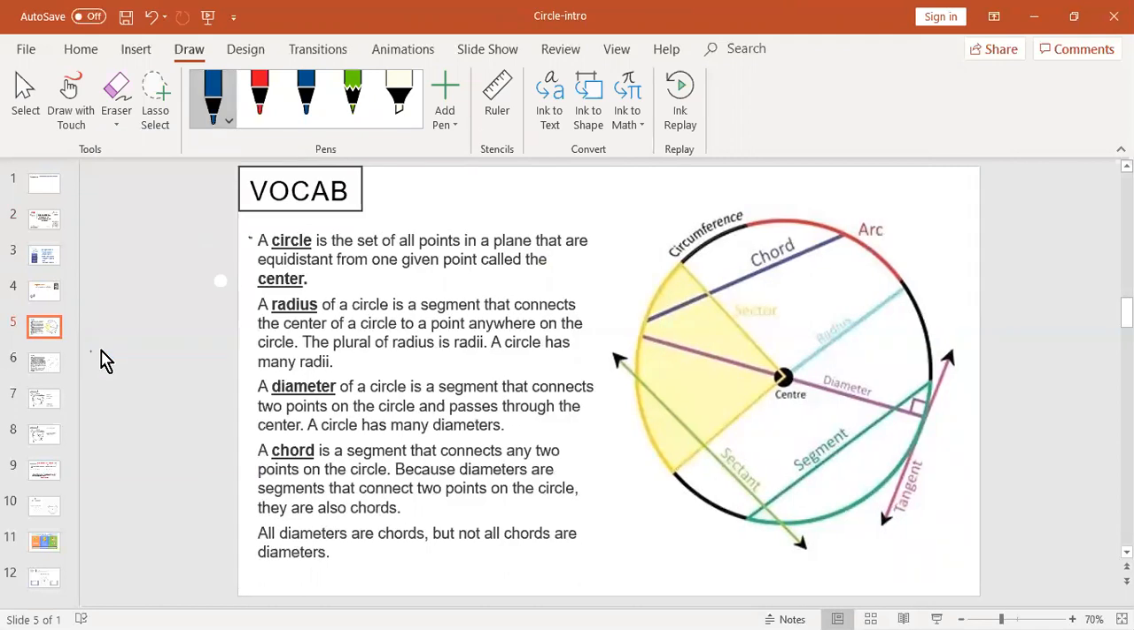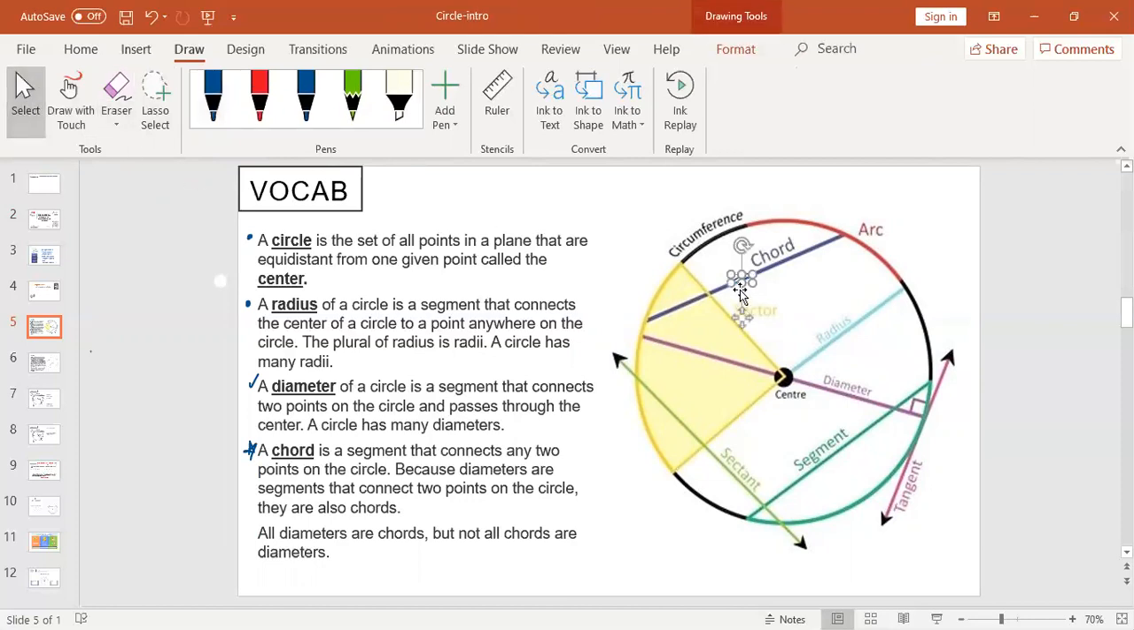Okay, so we know what a circle is. We've done that before. We have a center point. We know what the radius is. It goes from the center to the edge. We know what the diameter is. It goes through the center from edge to edge. All right, so this one may be new. It's a chord. So a chord is a segment that connects any 2 points on the circle. So edge to edge. It doesn't have to go through the center though. Okay, so this one right here, this lovely blue line, is a chord.